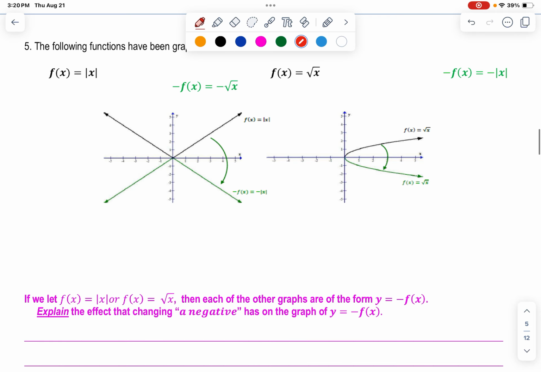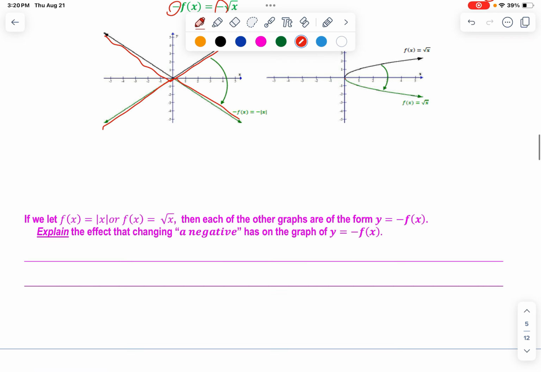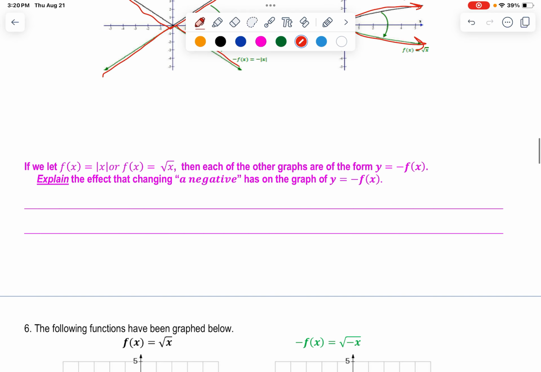Okay, then last thing that we have are our reflections. So if you look at these two right here, you have a negative outside the function, right? A negative outside the function is going to vertically reflect it. So this was the absolute value function, and then it vertically reflected. This was the square root function, and then it vertically reflected it, okay? And a vertical reflection, another name for that is a reflection over the x-axis or about the x-axis.